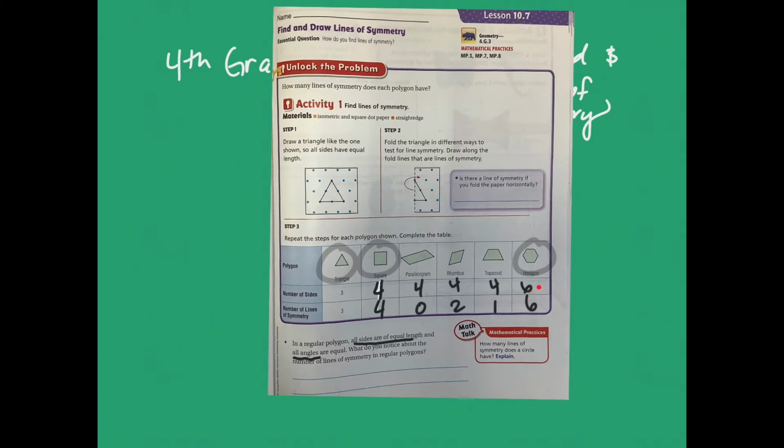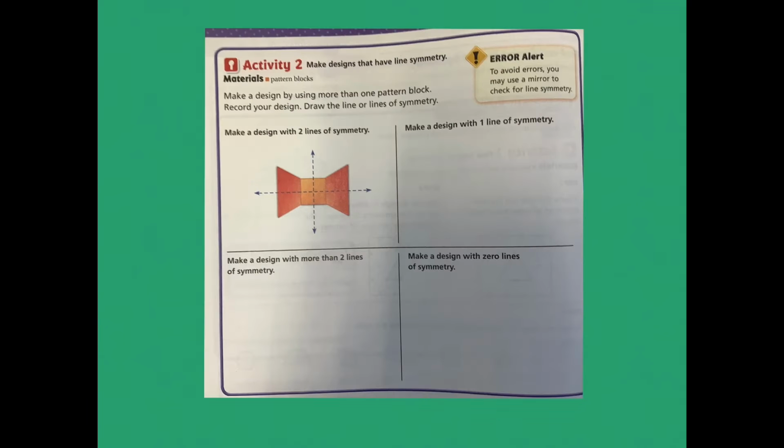And this one, we had 6 sides with 6 lines of symmetry. Yeah, we notice that they're equal, that they have the same lines of symmetry as sides. So if it is a regular polygon with all same side lengths and all angles the same measure, then you're going to have the same amount of lines of symmetry as you have number of sides.